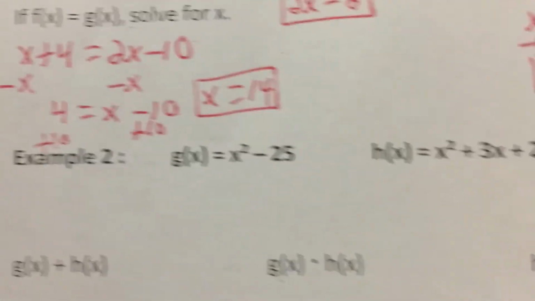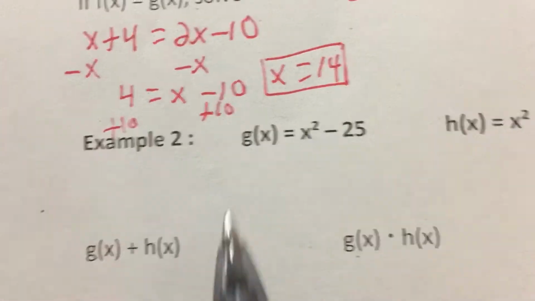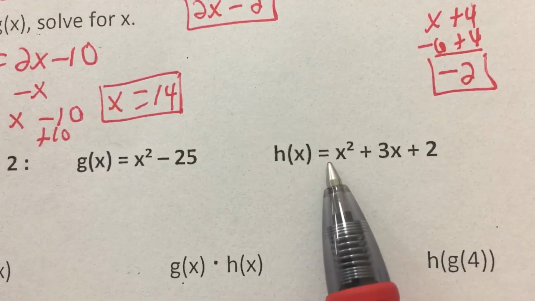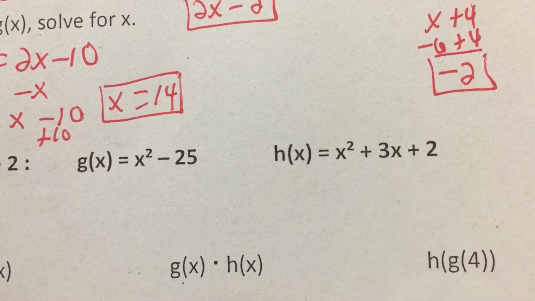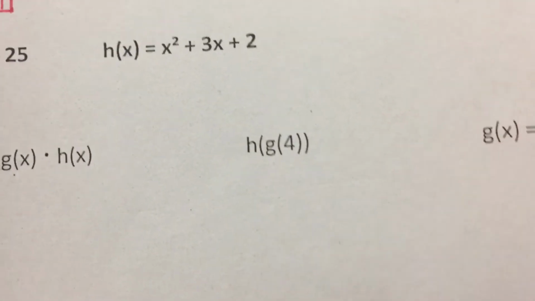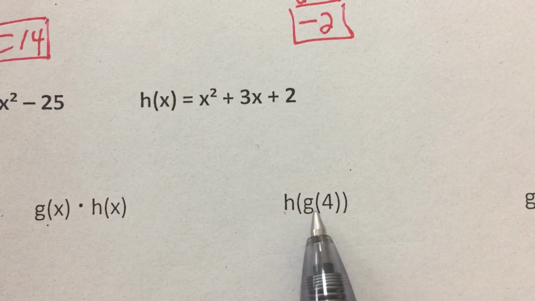This works for all types of functions, no matter if they look like they're starting to get more complicated. Take this g of x function, which is quadratic, x squared minus 25, and the h of x function, which is x squared plus 3x plus 2. I'm going to do this third one down here for the video. This wants h of g of 4.